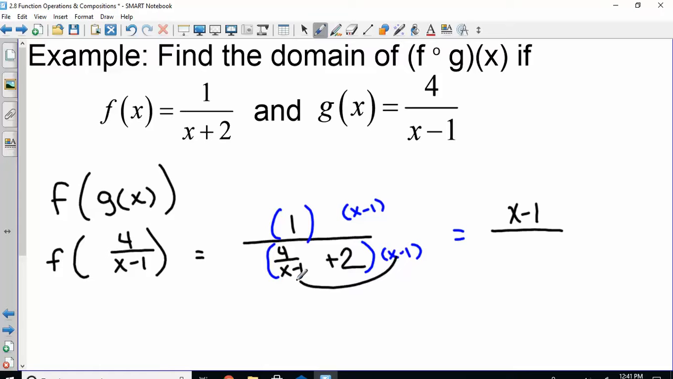On the bottom, 4 over x minus 1 times x minus 1, what happens? Those cancel and I just get a 4. Plus 2 times x minus 1. What would we have to do? So that gives me a 2x minus 2. Did I lose anyone right there? Kind of did some fancy algebra and saved ourselves a whole lot of time getting rid of that fraction. So then all we have to do is add like terms. So we have x minus 1 on top and 2x plus 2 on the bottom.